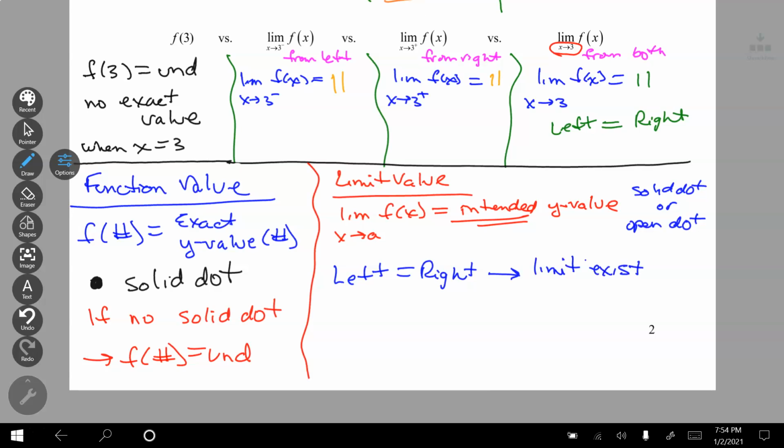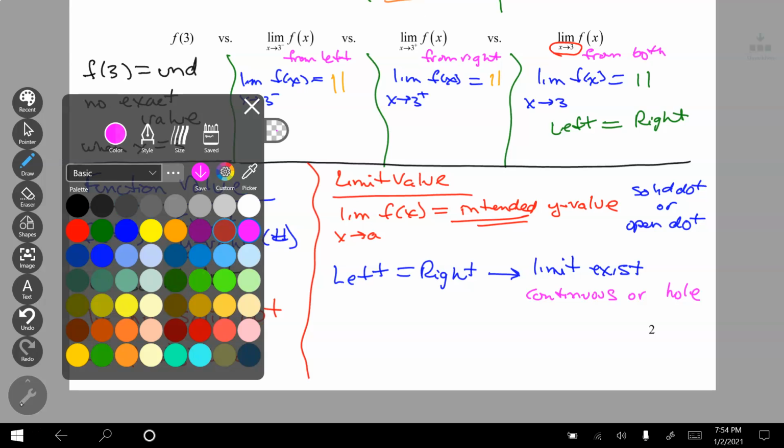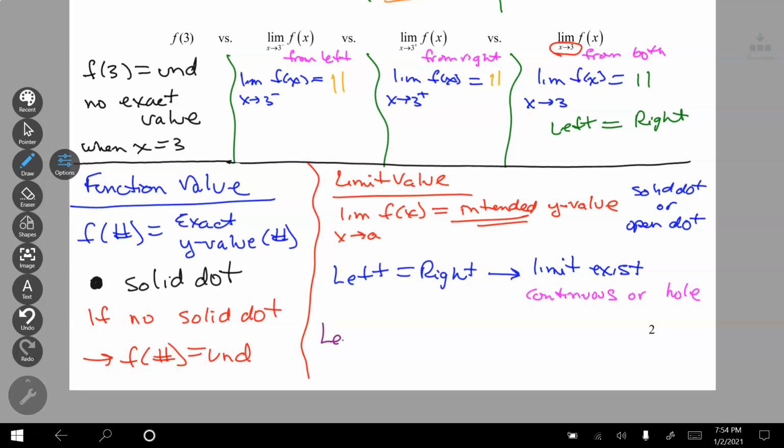That means I would have either a continuous graph or something that just had a little simple hole in it. But if I have the left limit does not equal the right limit, then I say the limit is DNE. It does not exist. That's because I have either some sort of jump in the graph or a gap in the graph, or I might have an asymptote. And we're going to go through examples on the next page and what I mean.